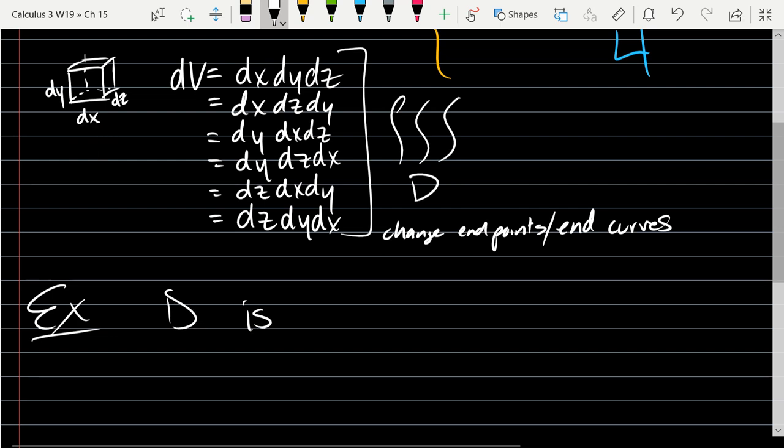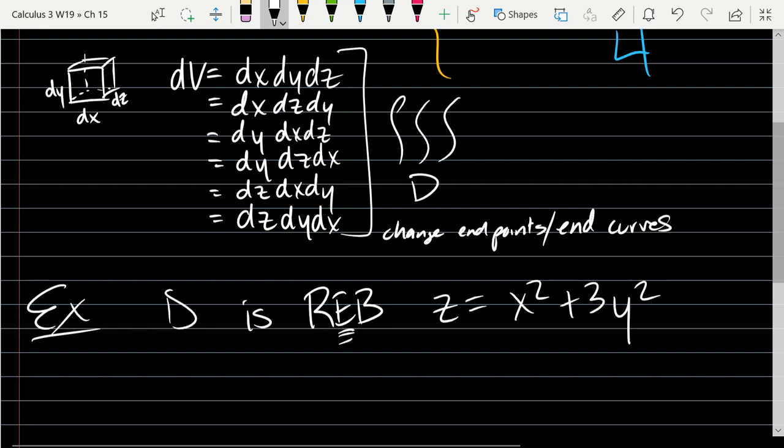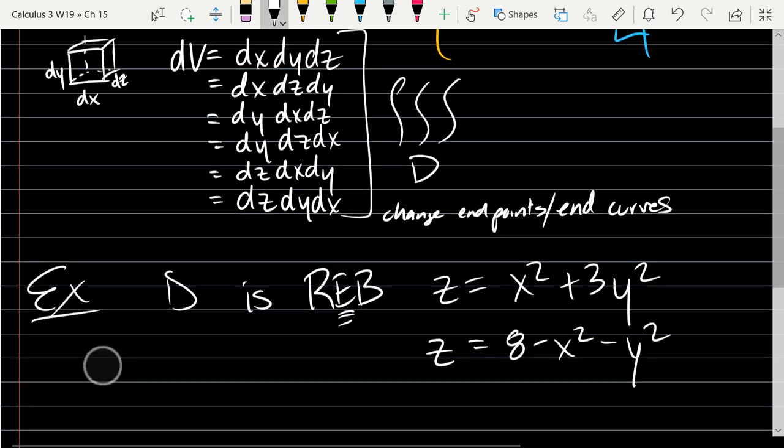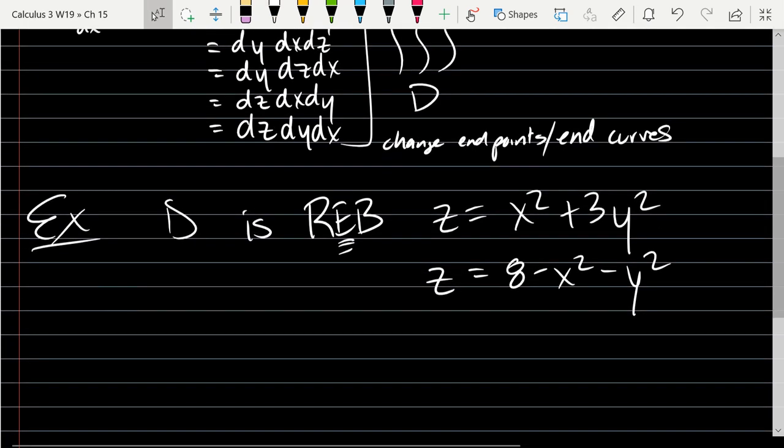D is the region enclosed by, so again, instead of RBB, this is REB. So region enclosed by z equals x squared plus 3y squared, and z equals 8 minus x squared minus y squared. This is all the information we have. So again, it doesn't tell us here above one or below one.